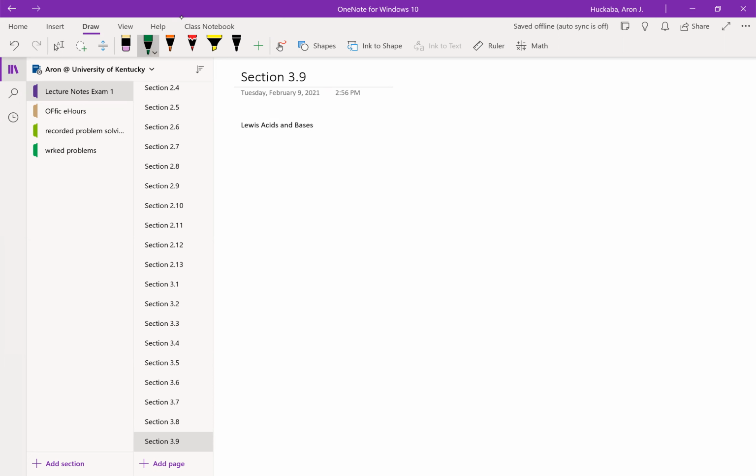Differing from Bronsted acids and Bronsted bases, Lewis acids and bases are all about electron donors and not about proton donors. So, in Lewis acid and Lewis base theory, what we have is that some molecule like this can attack another one.